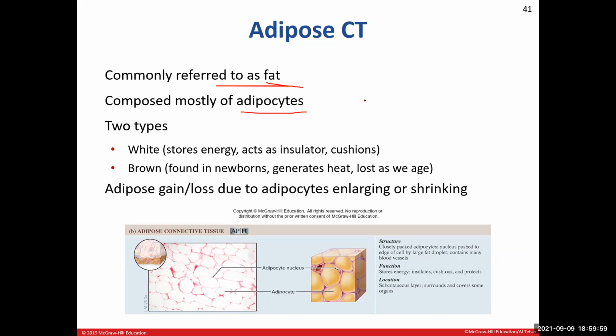Also, you'll notice that it'll offer insulation, help keep you warm. And it'll cushion. We'll find it around certain organs. Your kidneys are a perfect example because you have this fat tissue around it. It's called perirenal fat, and it helps to cushion the kidneys. The brown adipose tissue we see in newborns. Again, that helps to keep it warm.